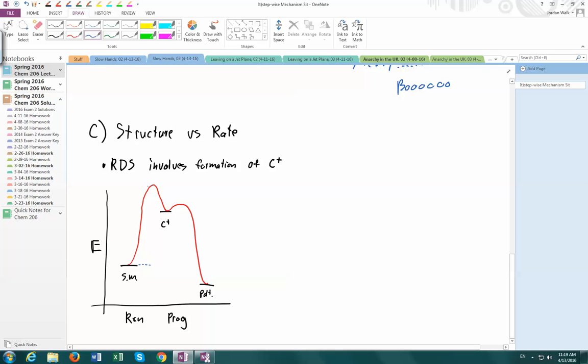And so this gap right here between our highest energy point is going to be our activation energy, and also, since it's the highest, is going to be the rate determining step. All right, so because the rate determining step involves the formation of a carbocation, it's going to be the stability of that carbocation that determines reaction rate.